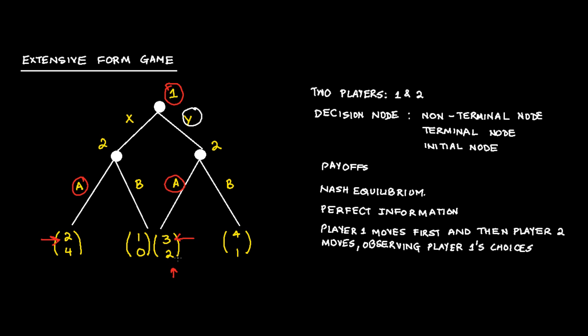Now, this game is a perfect information game. Everyone knows what everyone is going to move. That is, player 1 is moving first and player 2 knows this. And he's going to make his choices after observing player 1's choices. So this is a perfect information game. Later on in the course, we're going to see imperfect information games and how equilibrium evolves under those games.